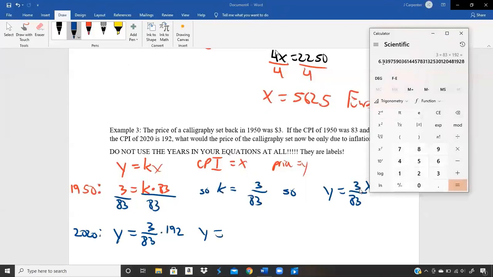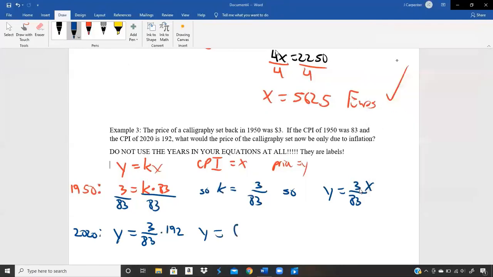We're talking money, so to the nearest cents, 6.94. That says 6.939, so 6.94. And that would be in dollars. So our set is now about $7. It's a little more than doubled in price. Probably not a fancy calligraphy set. This is probably like some markers or colored pencils.